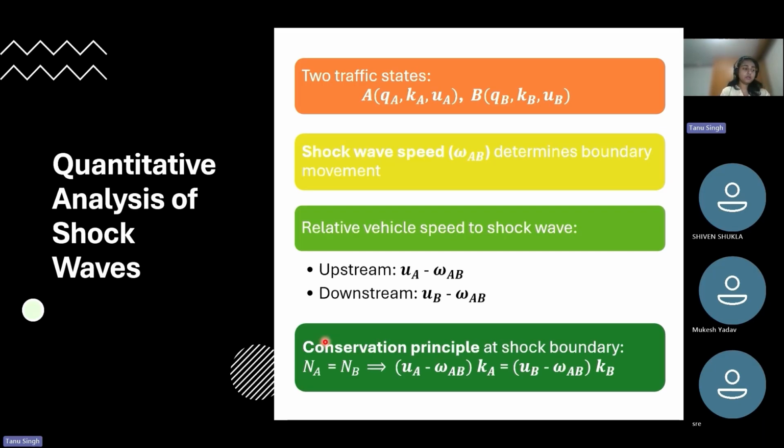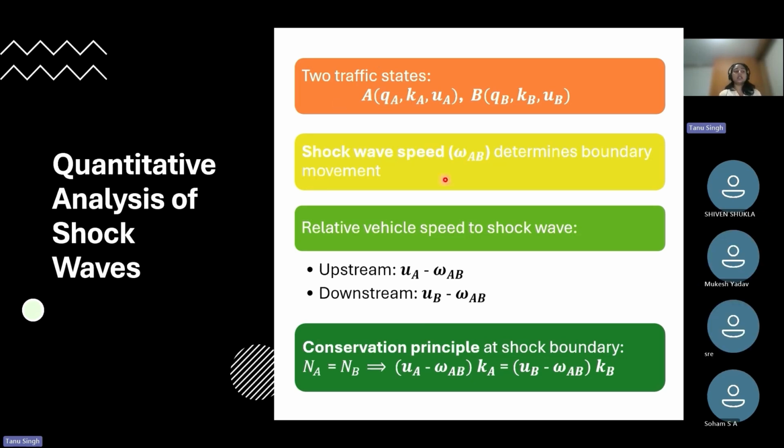So from the conservation principle, the number of vehicles crossing from upstream must be equal to the number of vehicles leaving downstream. Because if the number of vehicles are coming in from this end, the total number of vehicles moving out from this box or boundary condition will be equal.